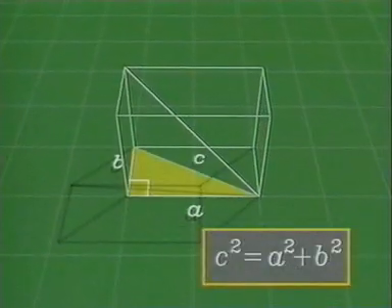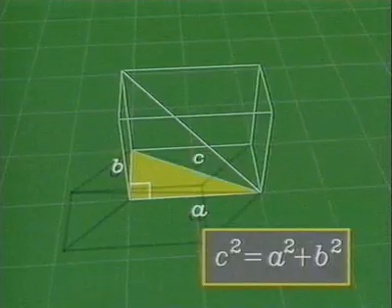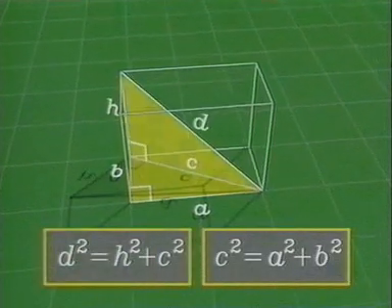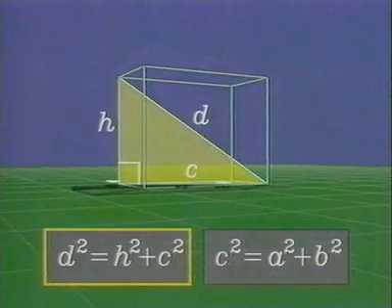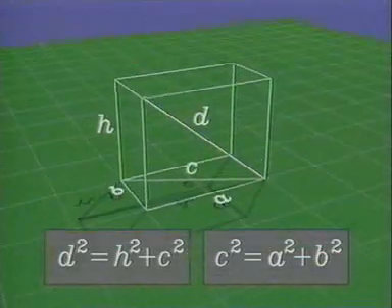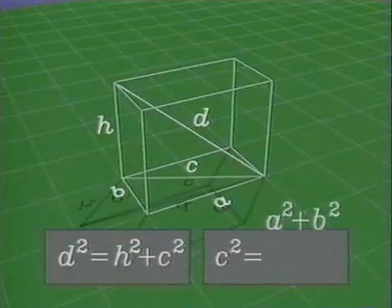To extend the theorem to 3 dimensions, we use the 2-dimensional theorem twice. There's one right triangle on the floor and another perpendicular to the floor. The square of the diagonal of a rectangular box is the sum of the squares of the 3 perpendicular edges.